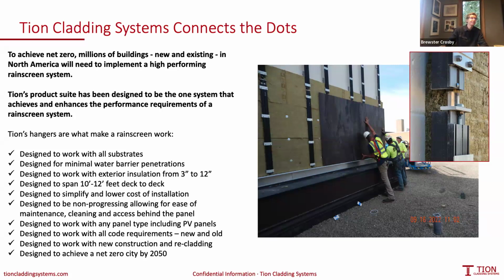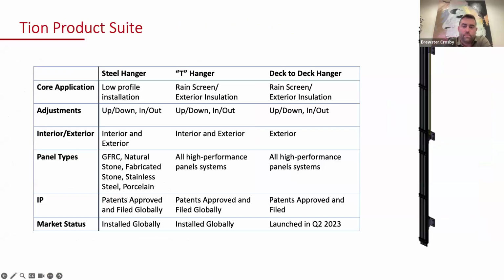Ben? Awesome. Thanks, Brewster. Brewster did a great job of setting the table to allow me to discuss in more detail what our system is, how it works, and the benefits of it, some of which he laid out a second ago. Essentially, I want to give you a sense of what our system actually is. What you see here on the right is what we call our hanger. It's a vertical rail, if you will, with clips on the front of it, and that is used to attach the actual panel to our system.